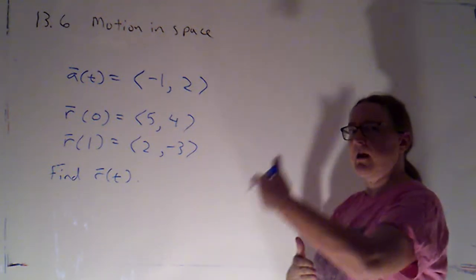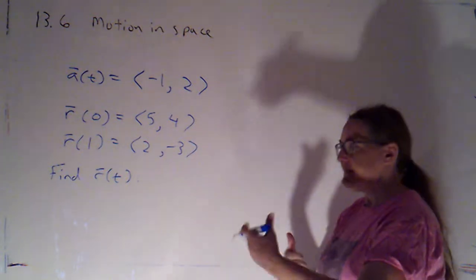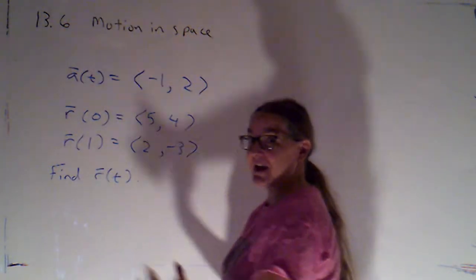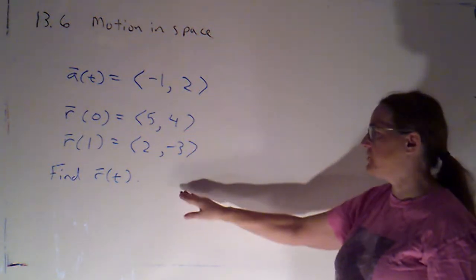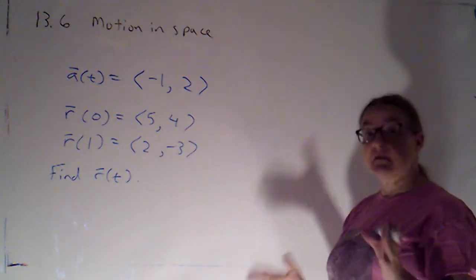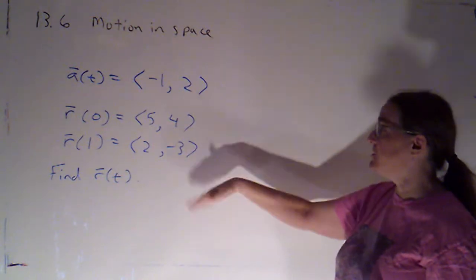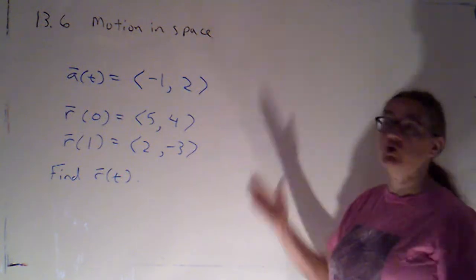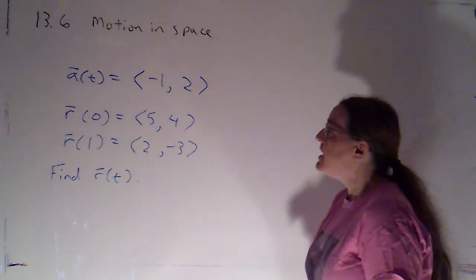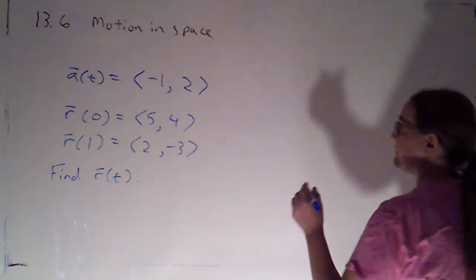So I can tell I'm going to integrate once to get velocity. Then I'll have to integrate a second time to get position, and that's why I need two initial conditions in order to get a unique answer. Sometimes those two initial conditions would be one position and one velocity. Here I'm giving you two positions. Okay, so let's see if we can find our position function.